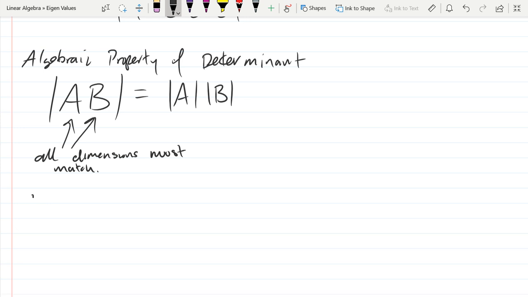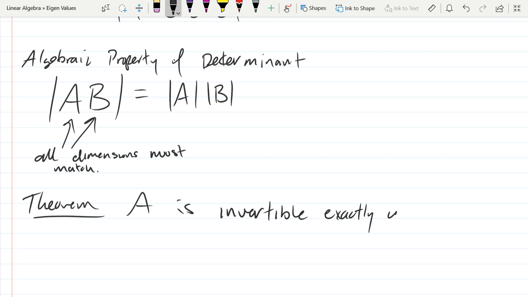So next up, A is invertible exactly when the determinant is not zero. Now, when we see the word invertible, remember that is a multiplicative inverse. So this works just like numbers. What kind of real numbers do not have a multiplicative inverse? All numbers whose absolute value is equal to zero, which includes only the number zero. Just like all square matrices whose determinant is zero have no multiplicative inverse.